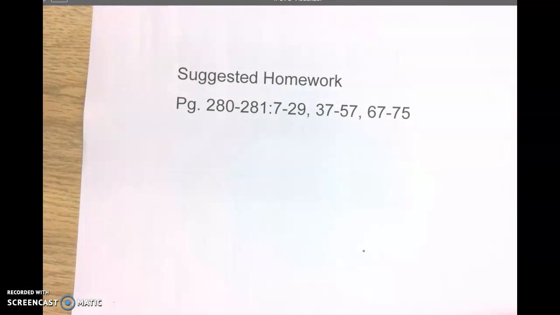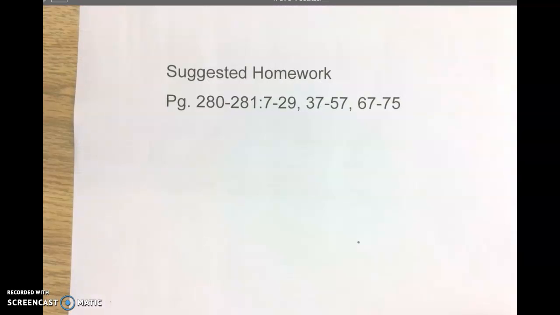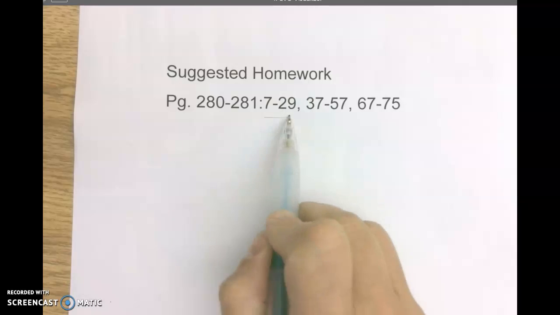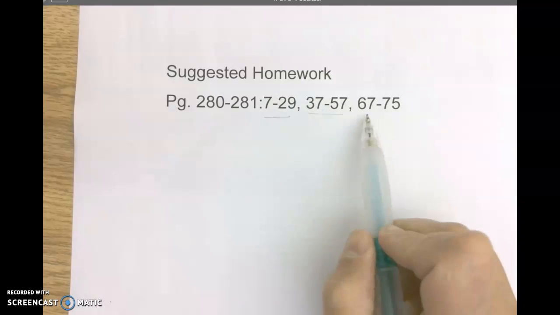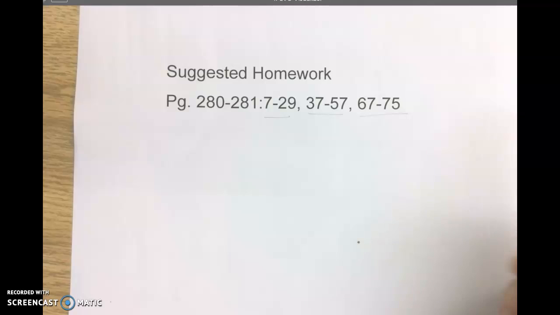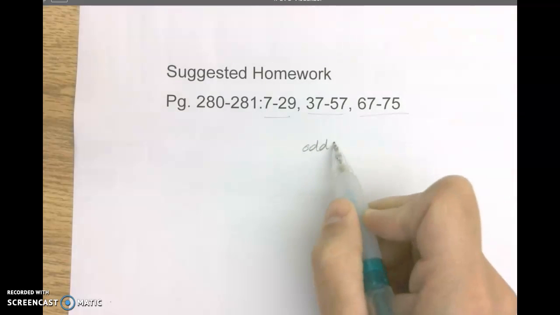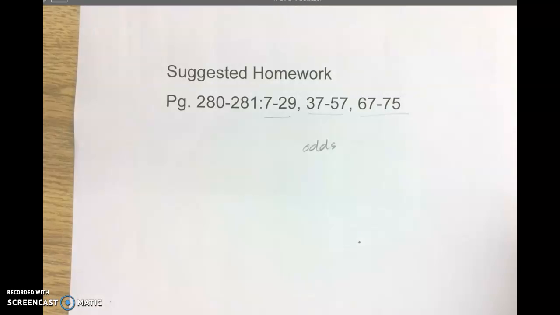Okay, and your homework is page 280 to 281. Look at 7 through 29, 37 through 57, and 67 through 75. Do the best you can, focus on odds first, and be prepared for questions.